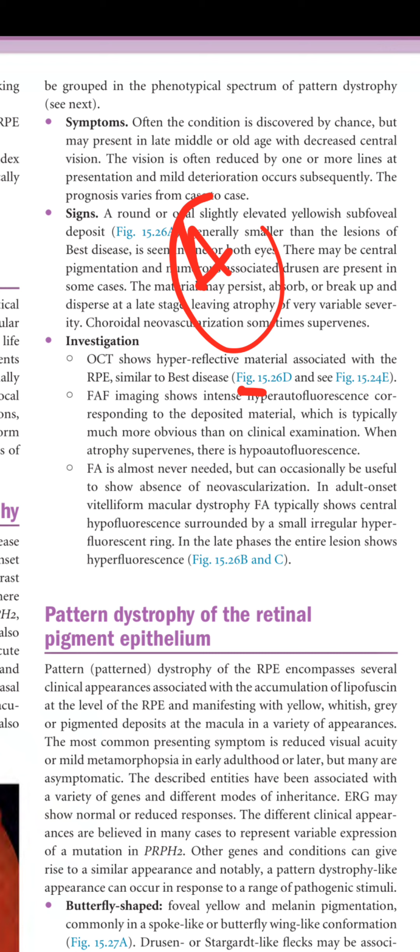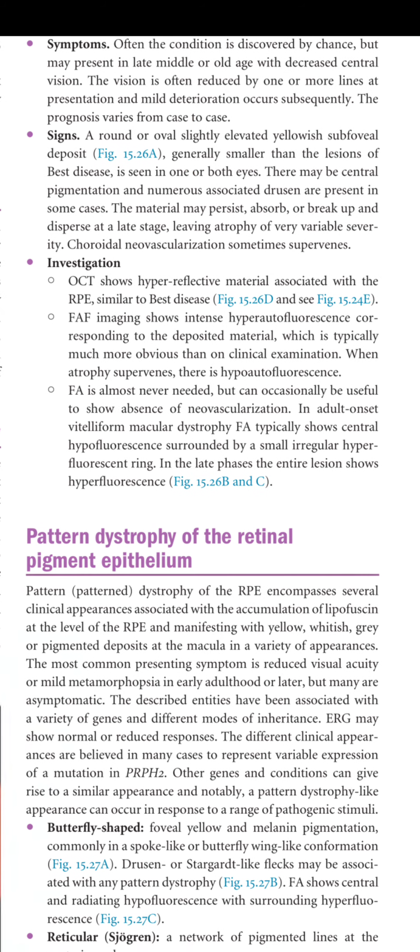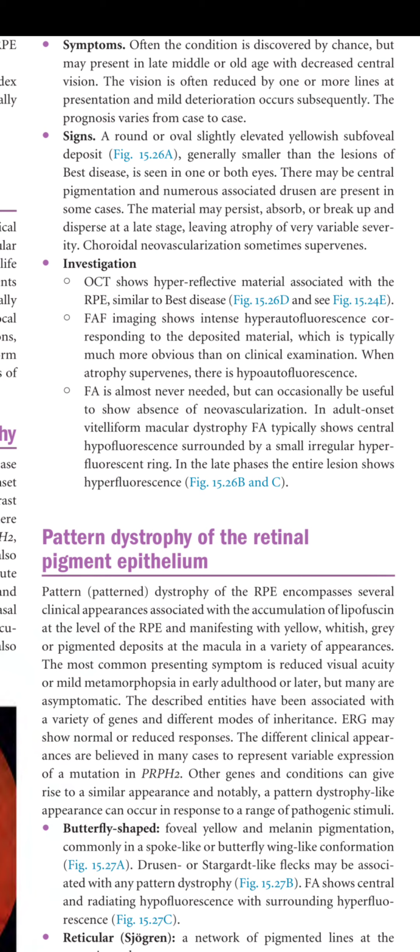Fluorescein angiography is almost never needed but can occasionally be useful to show absence of neovascularization. In adult onset vitiliform macular dystrophy, FA typically shows central hypofluorescence surrounded by a small irregular hyperfluorescent ring. In the late phase, the entire lesion shows hyperfluorescence. So there will be central hypofluorescence and the surrounding area will be hyperfluorescent, but after the late phase, the entire lesion will become hyperfluorescent.